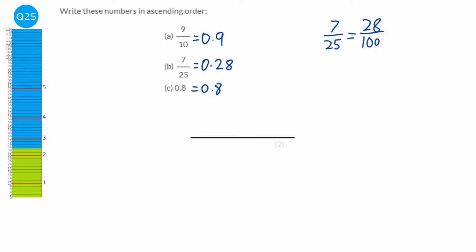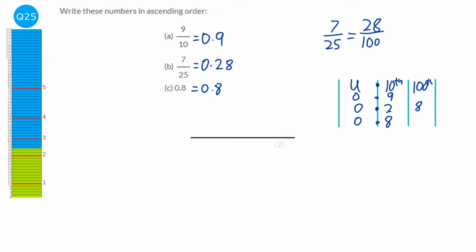Next thing we're going to do is draw a little place value table. And so we've got units here, tenths and hundredths. So we've got 0.9, 0.28 and 0.8. And you can see here that looking at the tenths column, that 2 means that this 0.28 is the smallest. So 0.28 is 7 over 25, so that's our smallest.